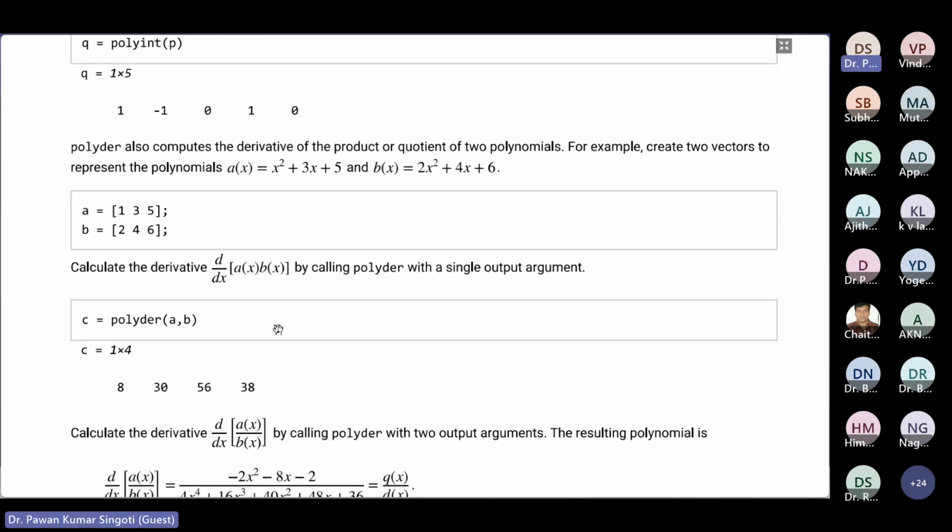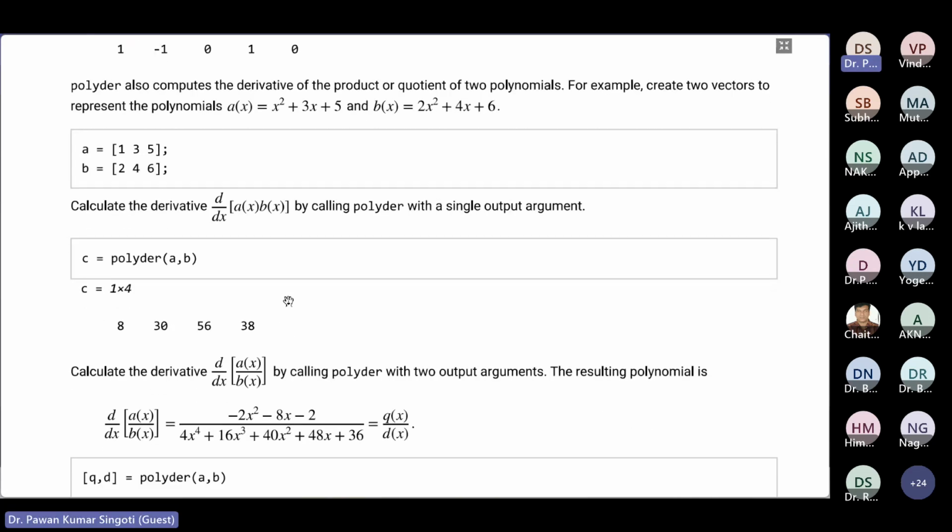So how do we calculate the differentiation of these? By calling polyder with a single output argument, C will be the output, polyder A comma B. The A matrix will be there, the B matrix will be there. So dy by dx of Ax into Bx will be the matrix 8, 30, 56 and 38.